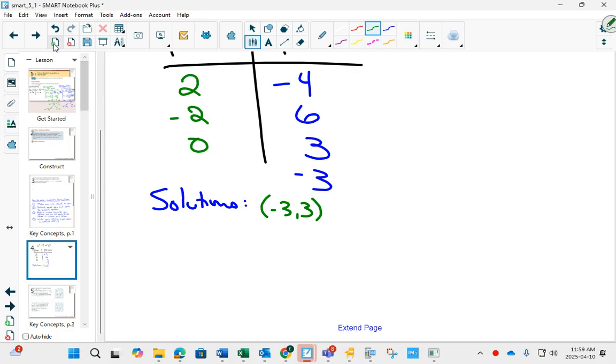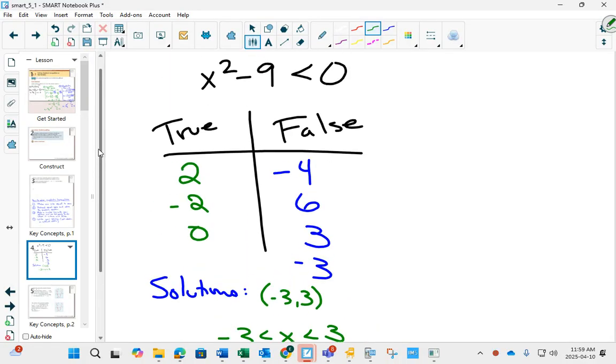This would be interval notation. When you want to write things in between, in set notation, it would look like that. X is in between -3 and 3, or the interval goes from -3 to 3. We use round brackets because it's not included. So now we're going to look at how we would do this with the steps.